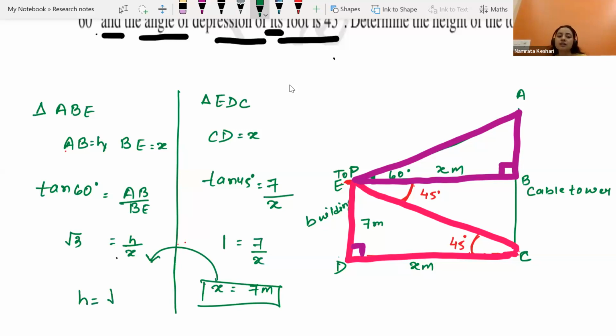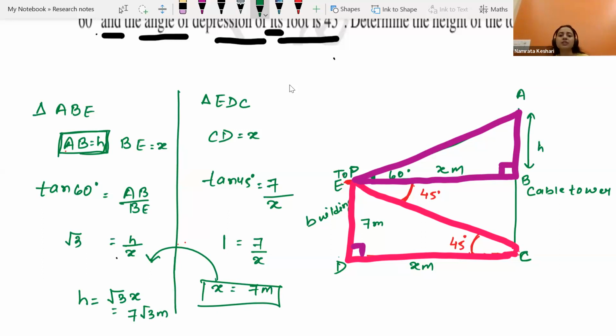h is root 3 x. x is 7, so it will be 7 root 3 meters. But this is not the height of the cable tower. See carefully that AB is h. This much is just h, and we have to find the complete height of the cable tower.